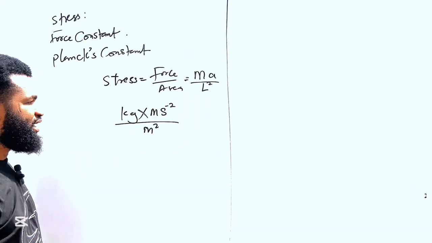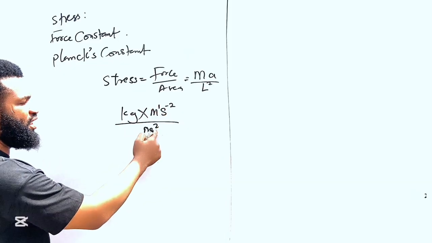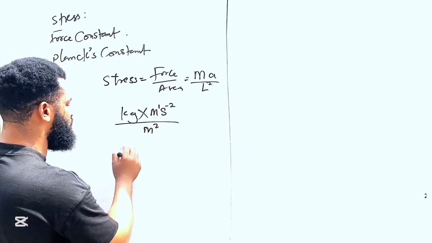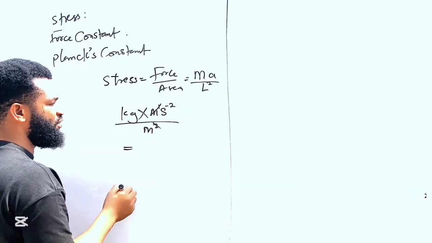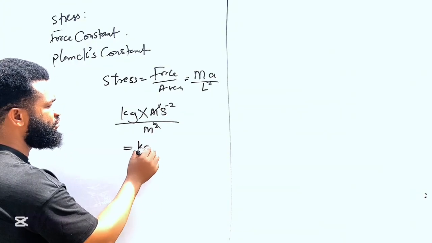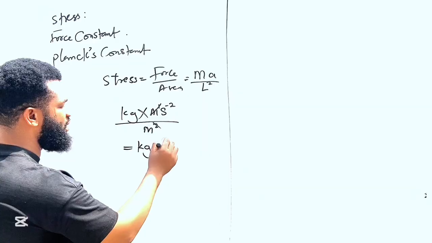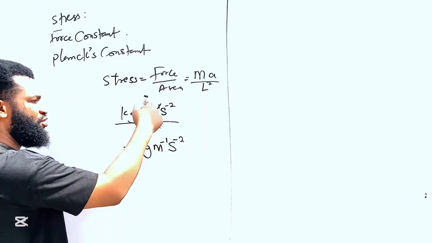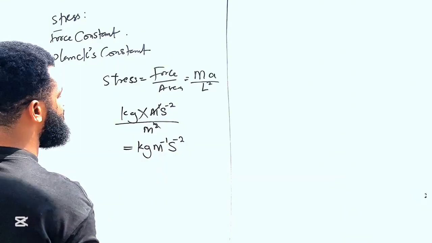What we do is that there is m here raised to power 1 and m raised to power 2. We subtract them, so m cancels one of these. We have kilogram, m raised to power minus 1 and s raised to power minus 2, because the one here is going up to become minus. So that is for that.